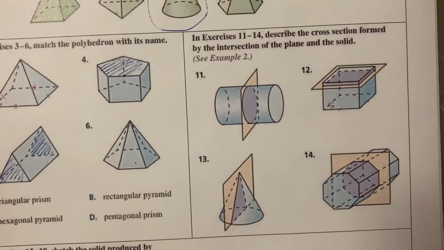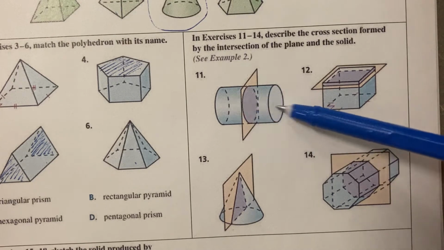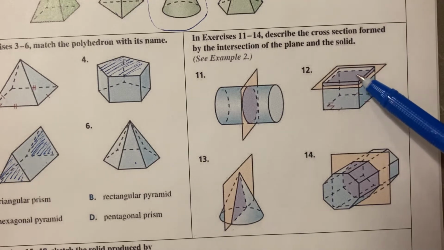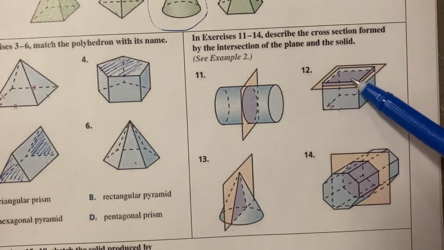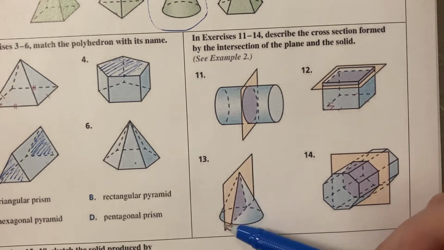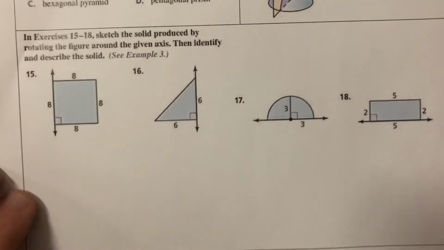This is cross sections. This would be a parallel cross section to the bases of the circle, so it's a circle cross section. This would be a parallel, depending on how you look at it. This would be a perpendicular cross section. It's a triangle. You can see when it's cut. All right. So pretty easy homework, really.